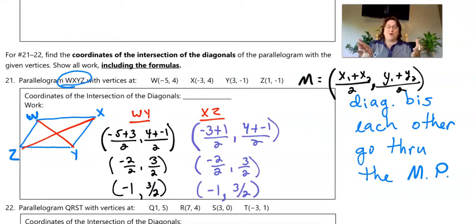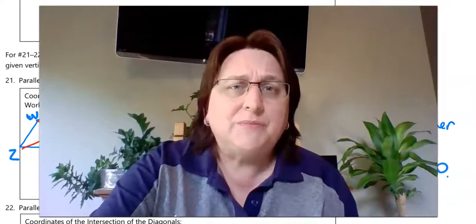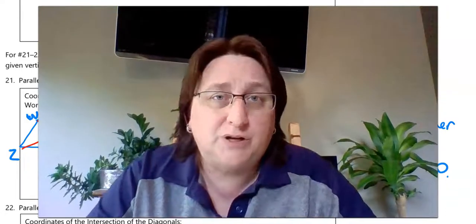Okay, look, hopefully you guys worked it out and you got that the midpoint of XZ was also at (-1, 3/2). So guys, that is the intersection point. That's where they cross each other on the graph, okay, through the midpoint. All right, so look at your work, look at my work, compare it. And guys, that is all of the examples that we're gonna do today.